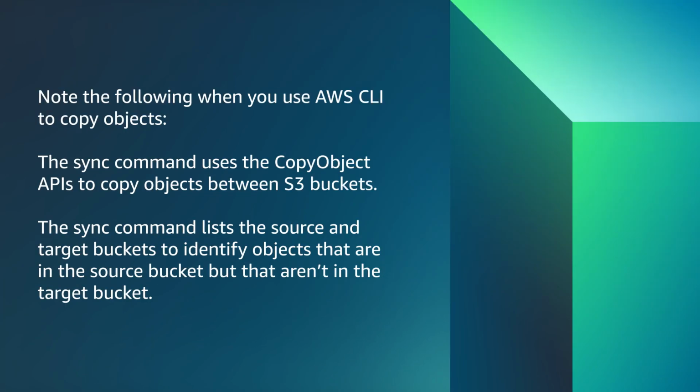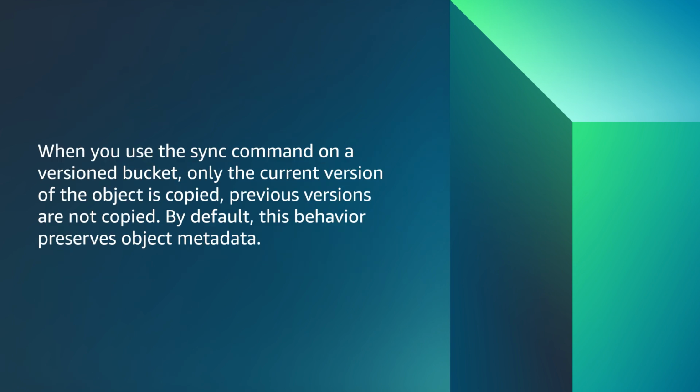Note the following when you use AWS CLI to copy objects. The sync command uses the copy object APIs to copy objects between the S3 buckets. The sync command lists the source and the target buckets to identify objects that are in the source bucket but that aren't in the target bucket. When you use the sync command on a versioned bucket, only the current version of the object is copied. Previous versions are not copied. By default, this behavior preserves object metadata.